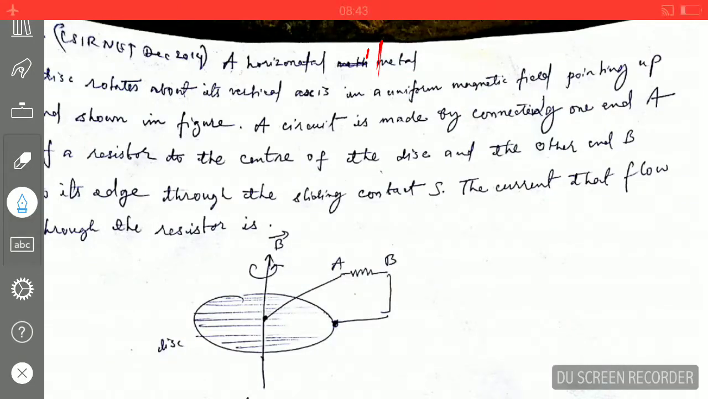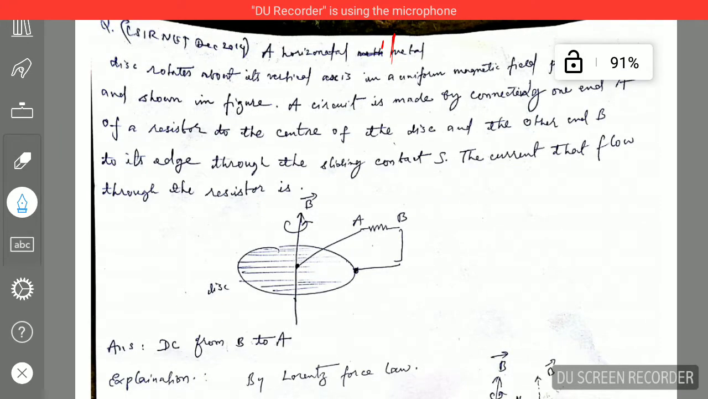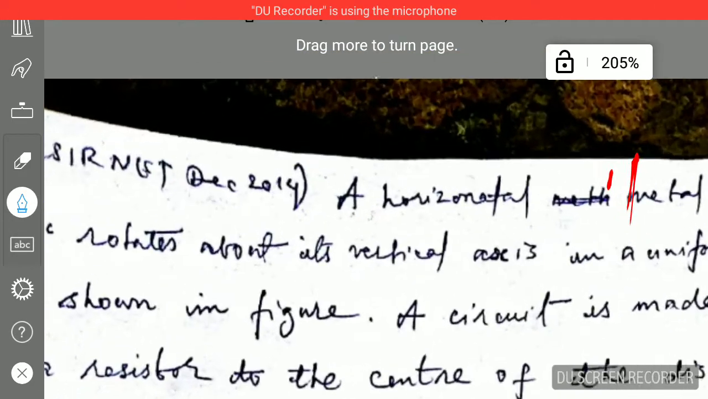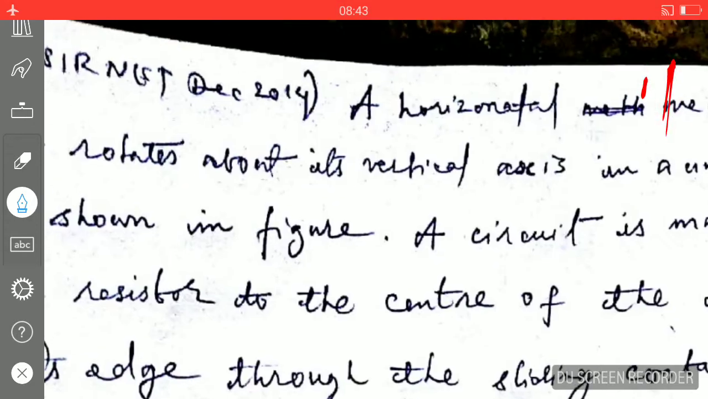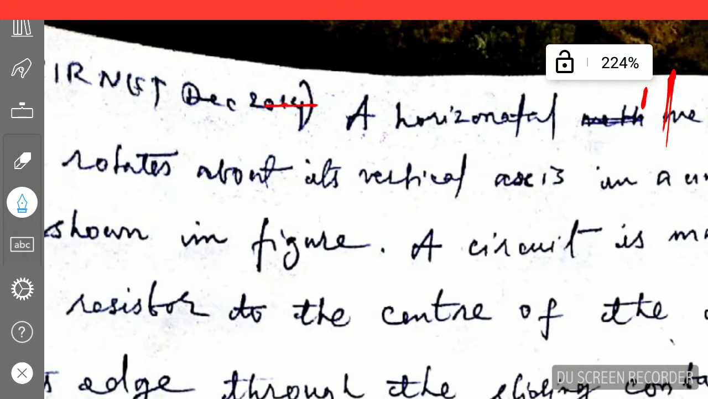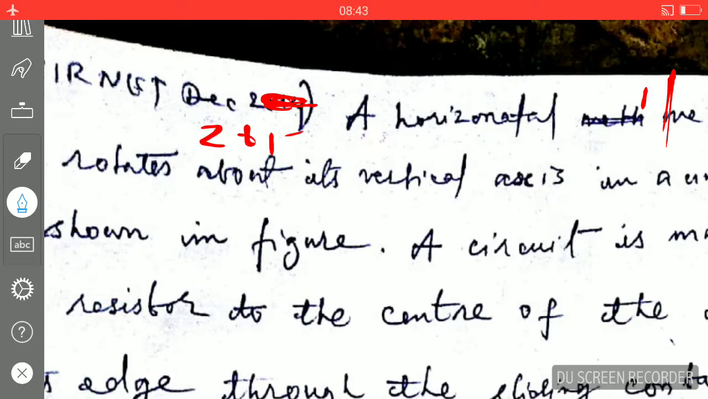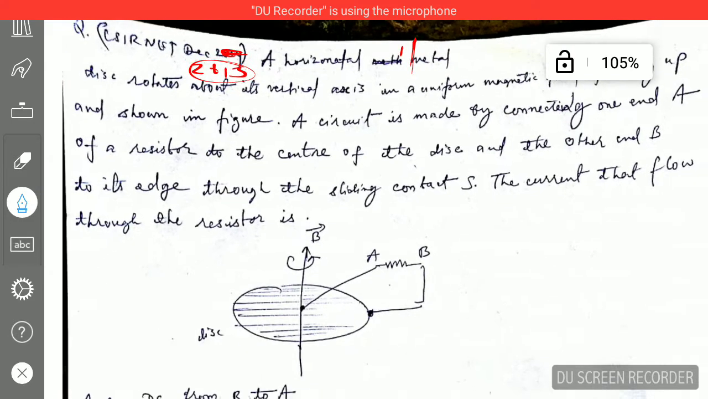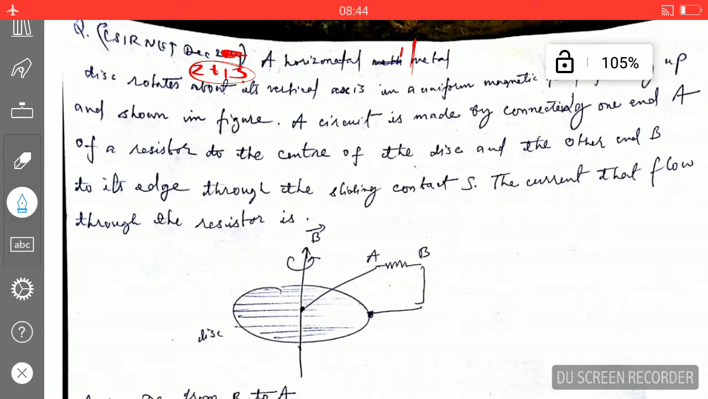Hello friends, today we will learn how to solve this question. This question was asked in CSIR NET December 2013. Sorry, I wrote 2014, it was asked in 2013. The question looks quite big, but it is very easy to solve.